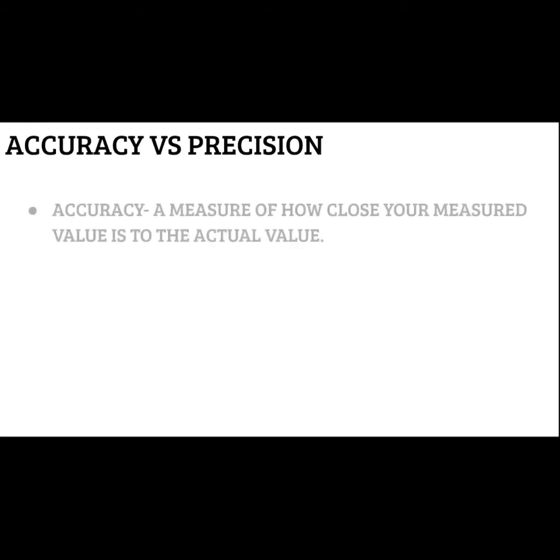Okay, so accuracy versus precision, you will need to know the difference in these two. Accuracy is a measure of how close your measured value is to the actual value. So if you're looking at a target and you want to be accurate, you would have to hit the very middle of that target.